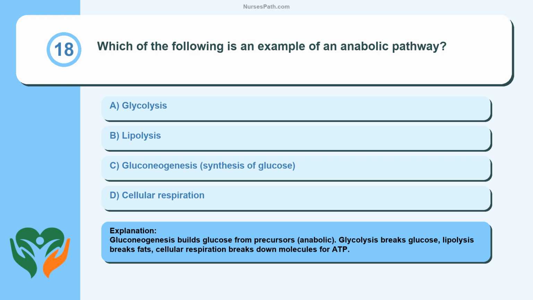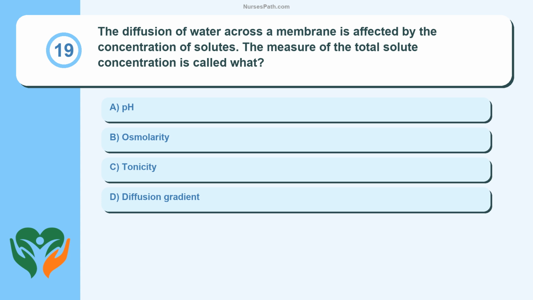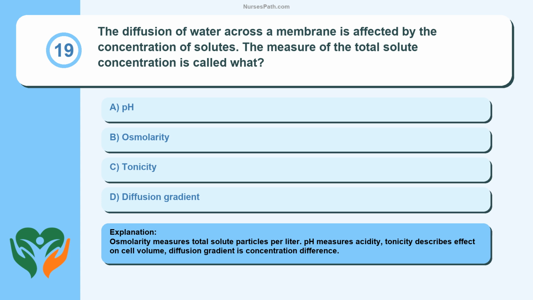Question 19. The diffusion of water across a membrane is affected by the concentration of solutes. The measure of the total solute concentration is called what? pH, osmolarity, tonicity, diffusion gradient. Osmolarity measures total solute particles per liter. pH measures acidity, tonicity describes effect on cell volume, diffusion gradient is concentration difference.